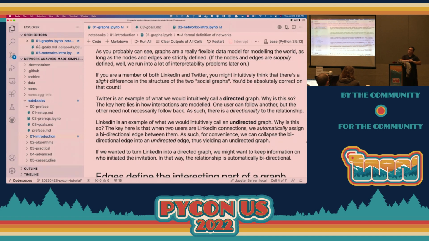Would we consider that the edge between two LinkedIn users is directed or undirected? Undirected, for what reason? Okay, right. And what about Twitter? It is directional, and the reason is? Because I'm either following somebody or they're following me. Right. You can follow someone and they don't have to necessarily follow you.